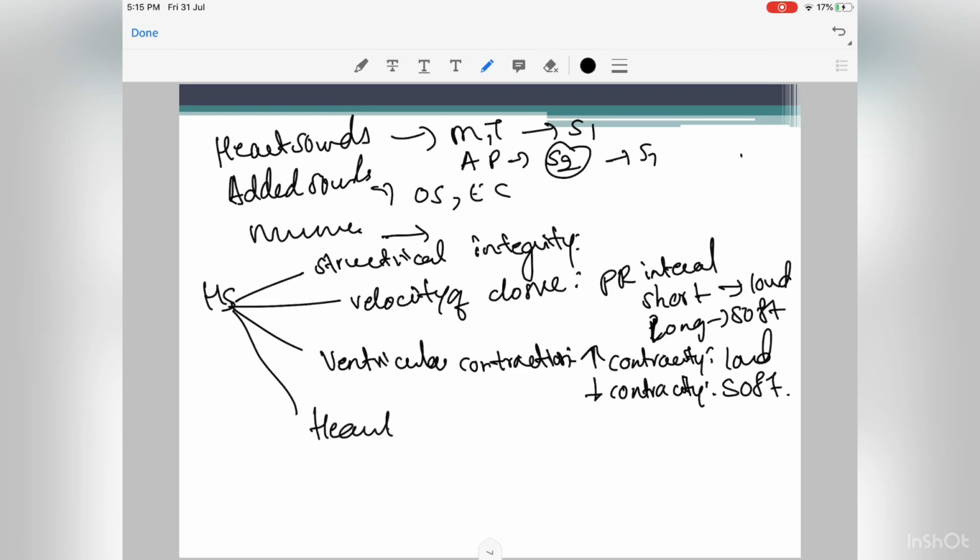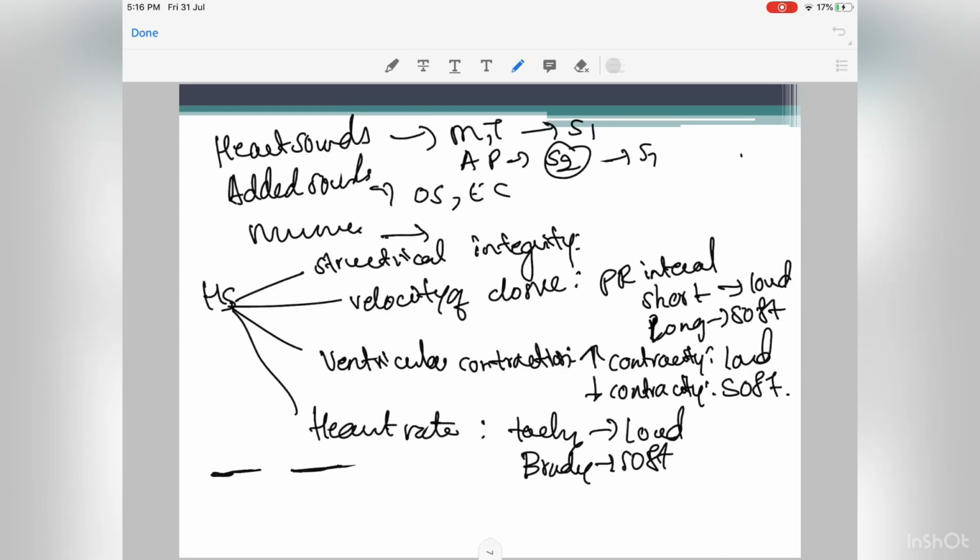Apart from this, an important thing is heart rate. If the heart rate is high, that is in tachycardia, the heart sound becomes loud because the velocity of closure increases, and in bradycardia it is soft. Apart from this, another important thing to remember is that if this is the native position of the wall, and the wall opens till this distance, the distance traveled by this wall to close, if you compare this with another wall, this distance is greater than the distance traveled.